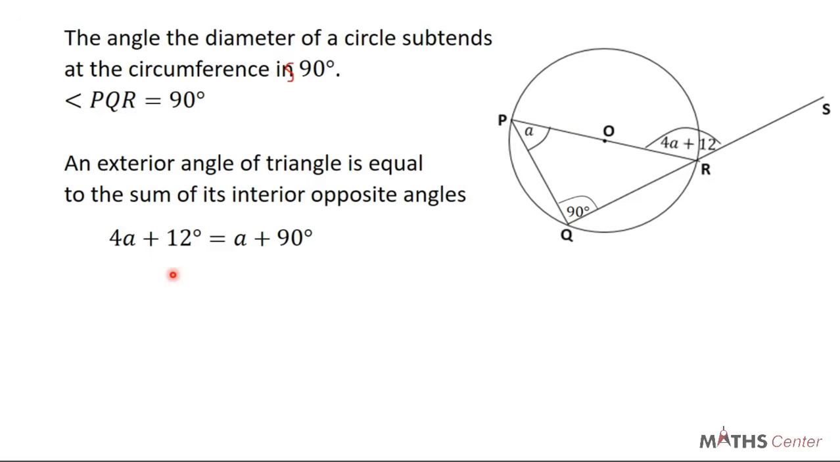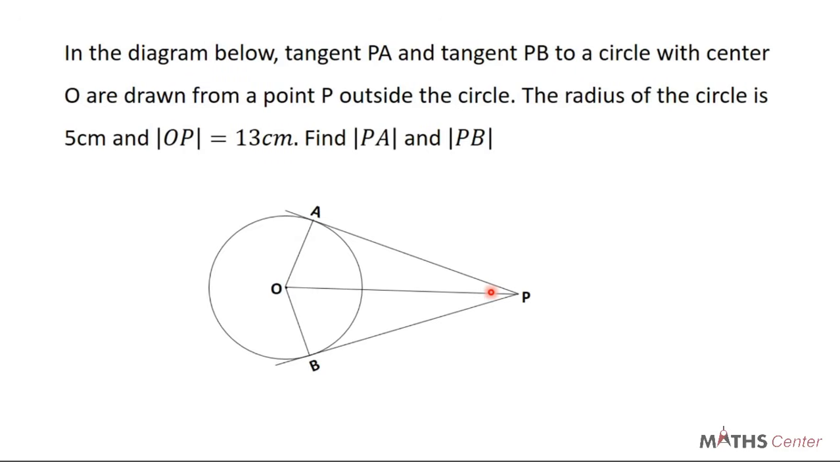So we know that 4A plus 12 degrees is equal to A plus 90 degrees. So we group like terms. We are going to have 4A minus A is equal to 90 degrees minus 12. 3A will give us 78 degrees. We divide both sides by 3 and A is 26 degrees. So using these properties, we have been able to find A. Let's move on to the last question.